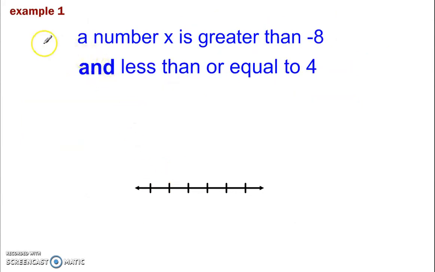Here's an example. A number x is greater than -8 and less than or equal to 4. We're going to write this as a compound inequality. So I'm going to start with the smallest number, -8, and then my largest number, 4, goes on the other side. X goes in between. Now I've got to decide on the signs. Less than or equal to 4, so that one's pretty simple here. Less than or equal to.